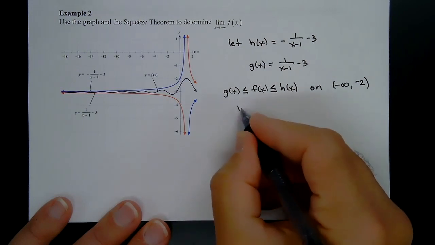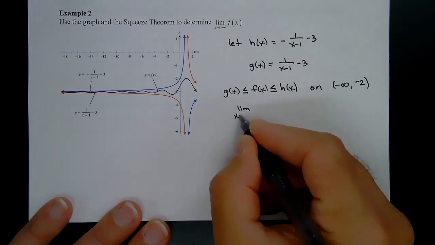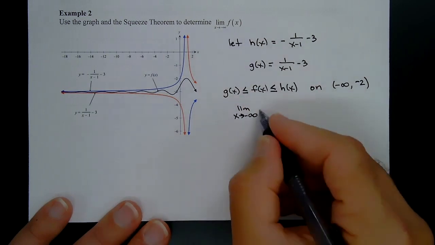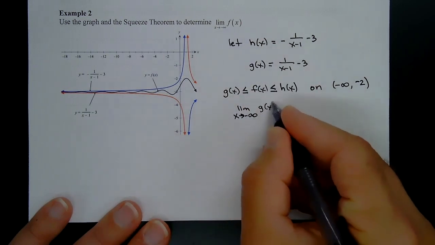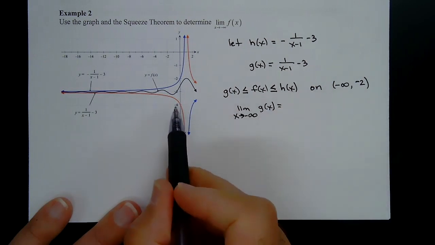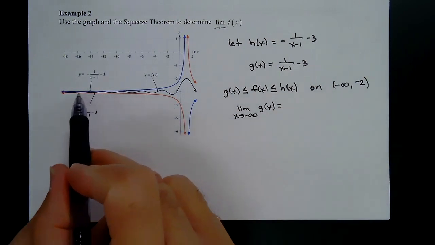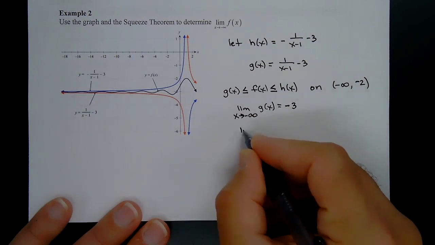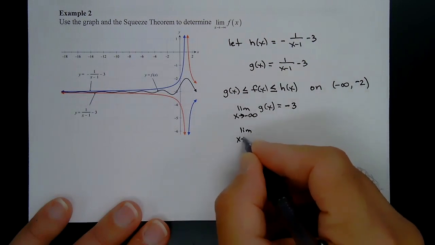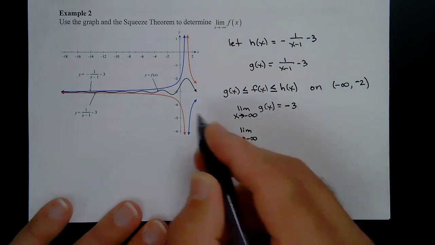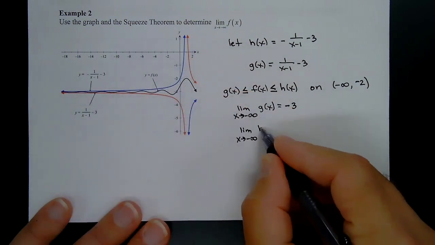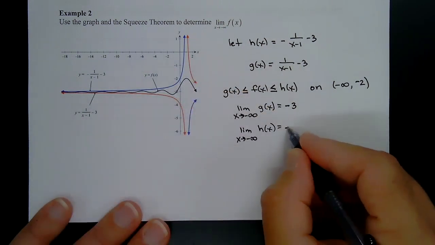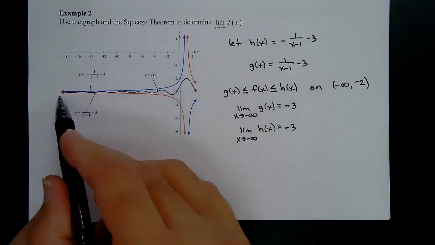And so what do we know about the limit as x approaches -infinity, because that's the one we're trying to find, of this bottom function, g of x? Okay, so what are we looking at? We're looking at it approaching -3. So this is equal to -3. And the limit as x approaches -infinity of the top function, h of x, that's also equal to -3 if you look at this.